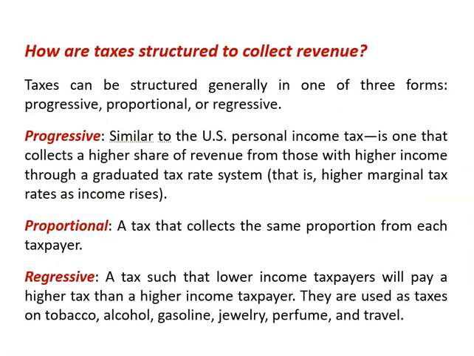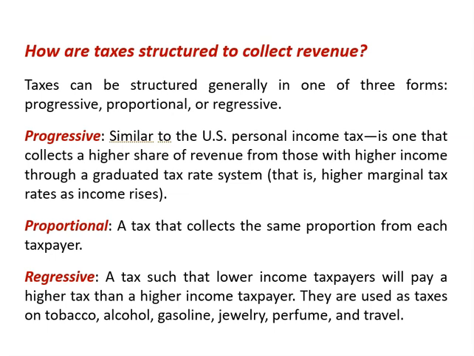Smith's first principle of taxation is tied to one's ability to pay. But how are taxes structured to collect revenue and be designed to address one's ability to pay? Taxes can be structured, generally, in one of 3 forms: progressive, proportional, or regressive. By progressive is meant that, similar to the U.S. personal income tax, is one that collects a higher share of revenue from those with higher income through a graduated tax rate system, that is, higher marginal tax rates as income rises.